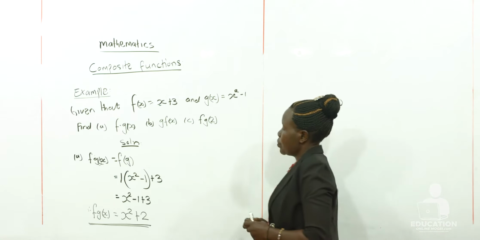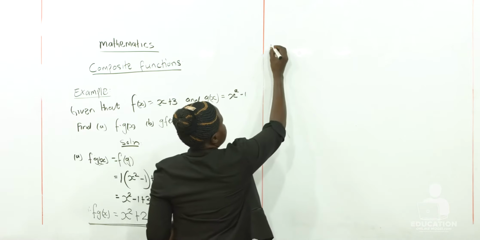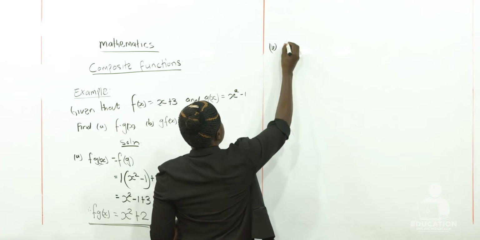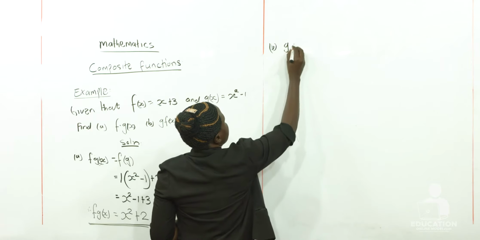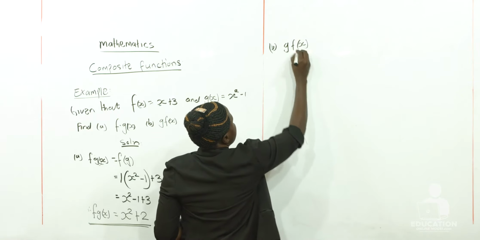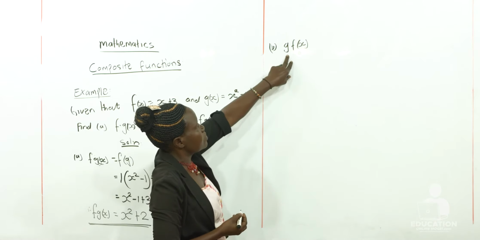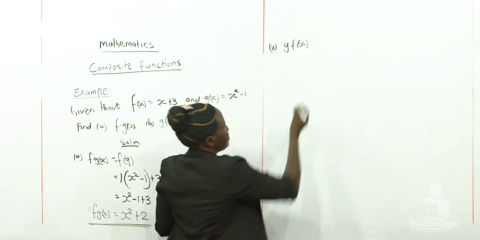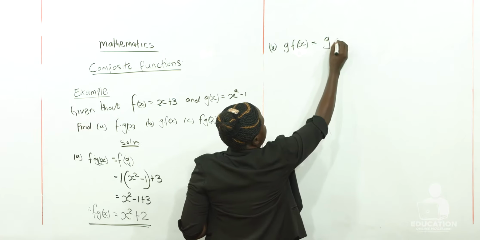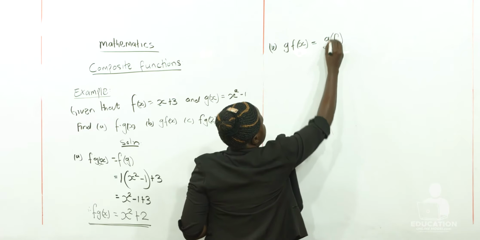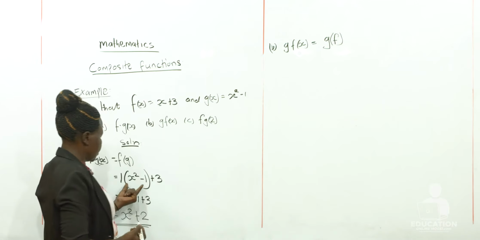And then you come to part B. Part B is g f of x. So g f of x means that we are going to have g outside, and then f will be inside the bracket. So you simply say equals g outside and then f inside. This is the only way you can easily work out this kind of question.